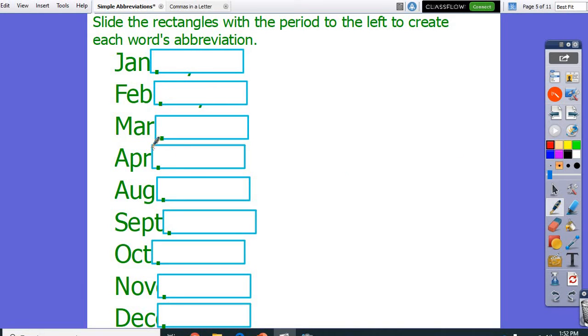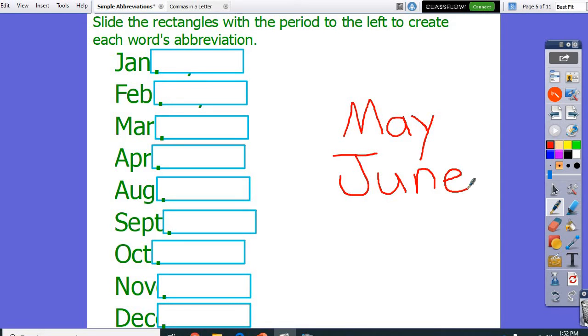What months are missing? Do you remember from yesterday? What months are missing because they're already so short? Good. May is one of them that's already so short. May is already three letters. There's no reason to abbreviate it because it's already short. And then, yep, June is another one. June is four letters. It's already so short. We don't have to abbreviate it. And then July as well. Very good. May, June, and July, those summer months, they don't need to be abbreviated because they're already so short. So they are missing from over here.